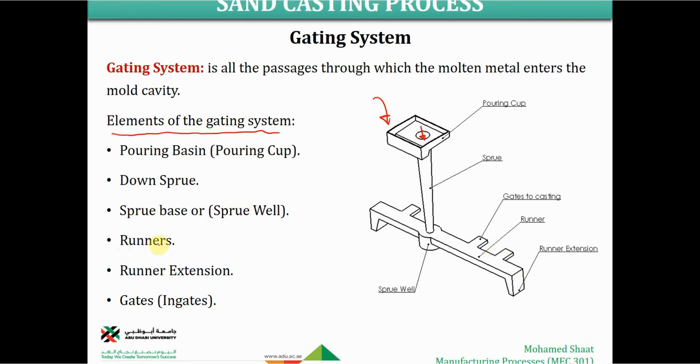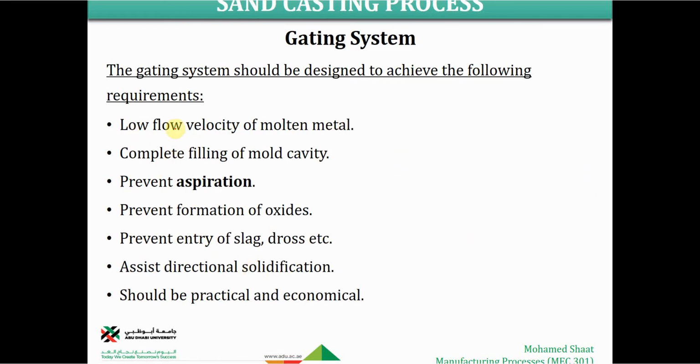So the runner is the other element of the gating system. Also, the next element is the runner extension. And we're going to discuss the function of this runner extension, that most of the slag will be collected in the runner extension. Then we have the gates or the ingates, which are the openings that fill directly into the mold cavity. Assume that we have a mold cavity located within this area. So these are the gates that will be filling the mold cavity. So these are, again, the different elements of the gating system. And we're going to go over the function of each one of these elements in more detail.